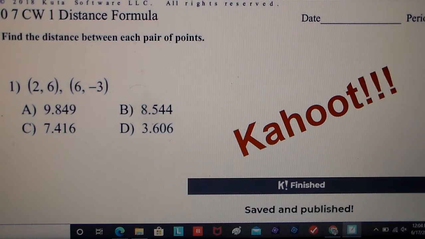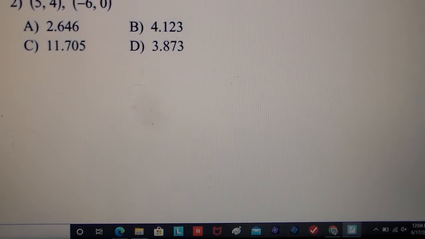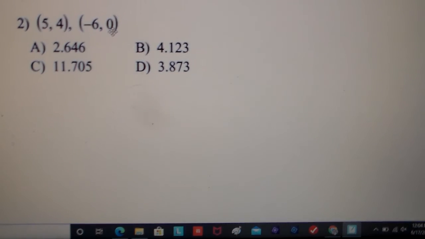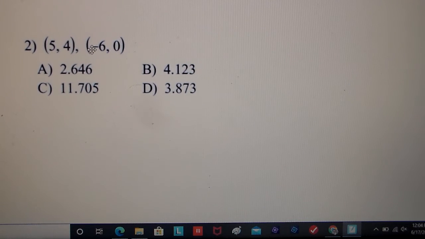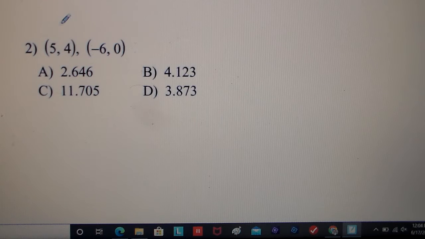Alright, let's practice a couple of these distance formula equations here. Find the distance between two coordinates using the distance formula. So, let's do it. My 5 is the x1. My 4 is the y1. Negative 6 is x2, and 0 is y2. So the first coordinate gets the little 1's in the bottom right hand corner, and the second coordinate gets the little 2's. Then we just got to plug them into the formula.